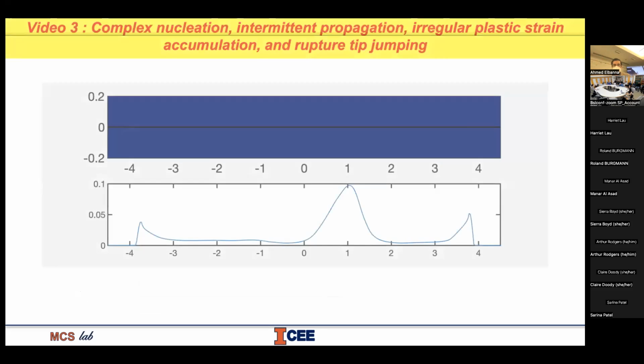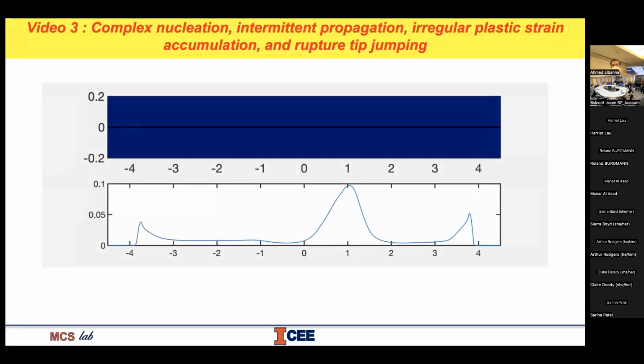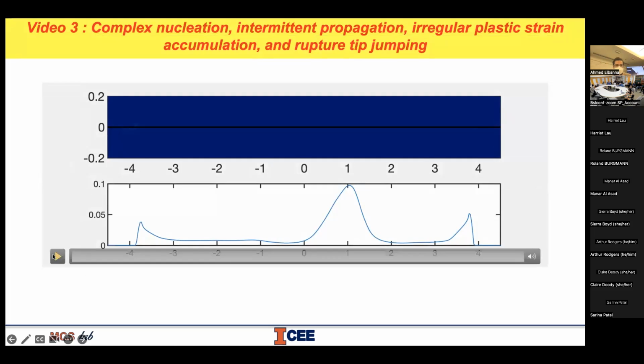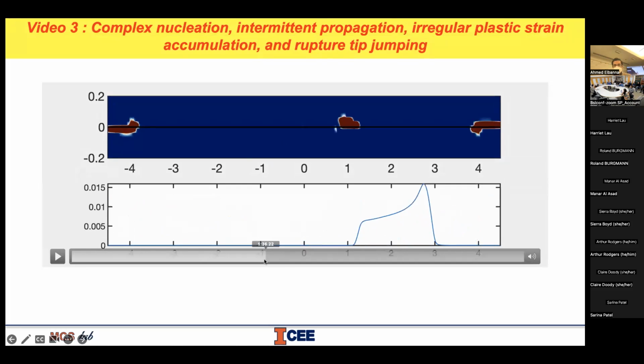And then the last one that I wanted to show you is something interesting. When we zoom in on one of these events, we can start actually seeing some sort of intermittent propagation, irregular plasticity accumulation, and delayed nucleation patterns. So let me run this here. Plastic strain at the top, and the bottom is just the slip rate, and I will just run it fast here.